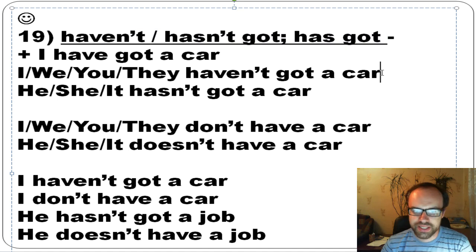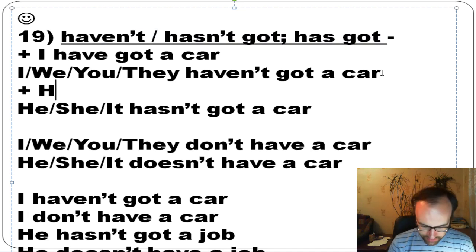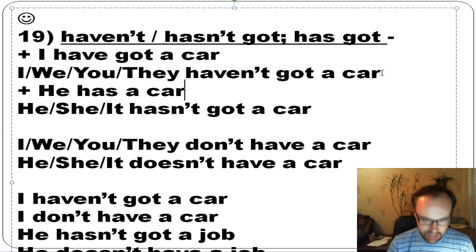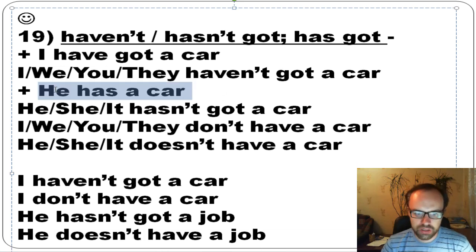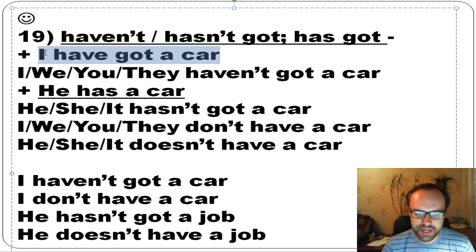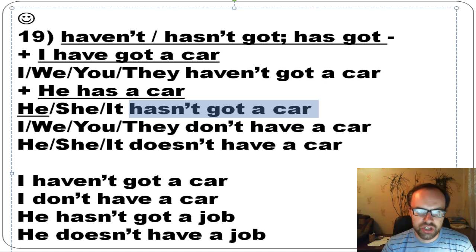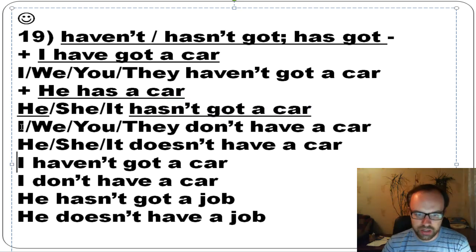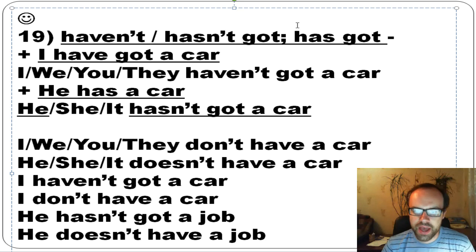For example, he has a car. You want to say he has a car. Look, so he has a car, and the negative form will be he hasn't got. He hasn't got a car. She has a car. She hasn't got a car. It has a car, it hasn't got a car. So you see that you say haven't got or hasn't got, okay?